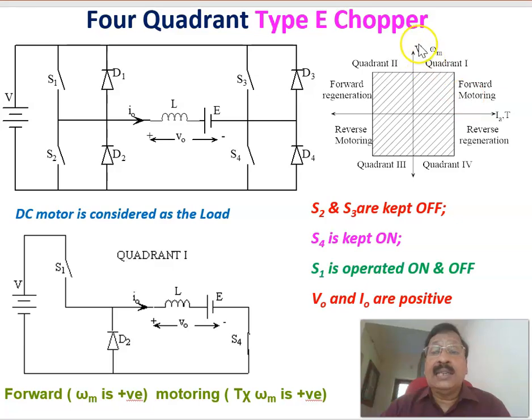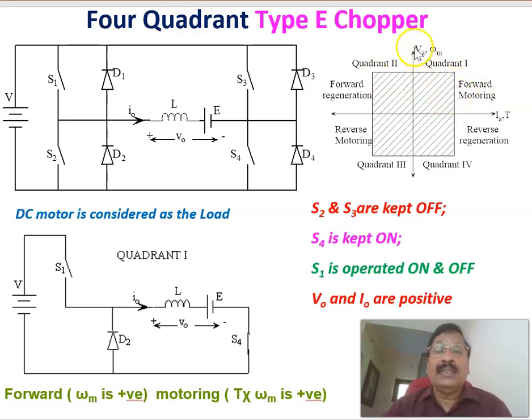If T and omega are both positive, the product T into omega is positive, and T into omega represents the mechanical output power. Therefore, in the 1st quadrant of operation, the mechanical output power is positive, meaning electrical power is flowing from the DC source into the motor. So it's converted into mechanical output power. That is called forward motoring.